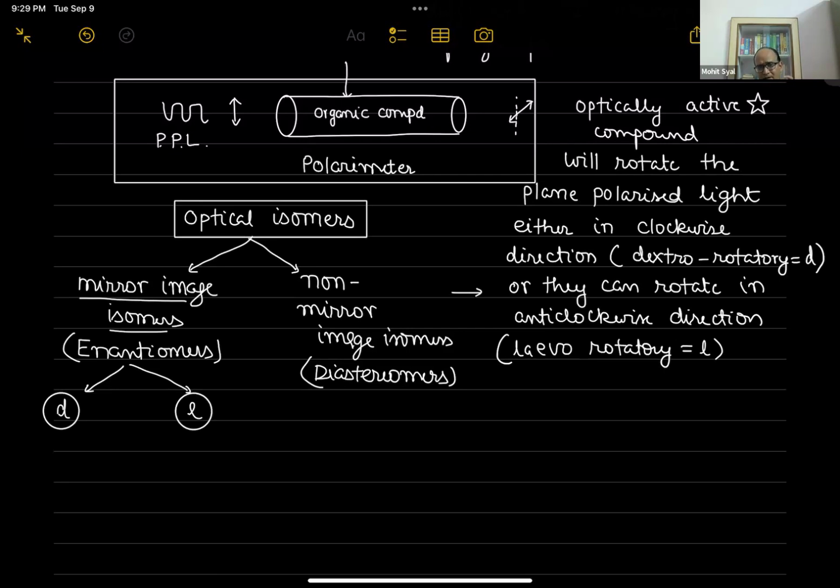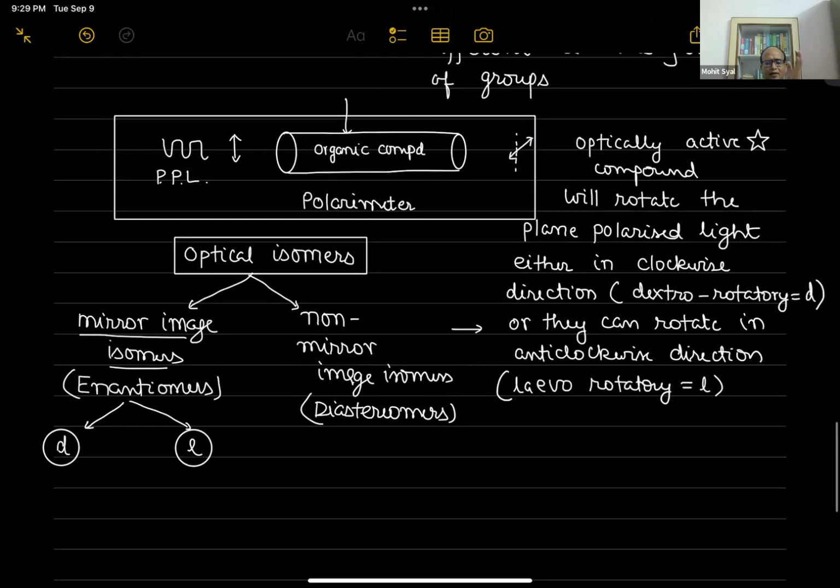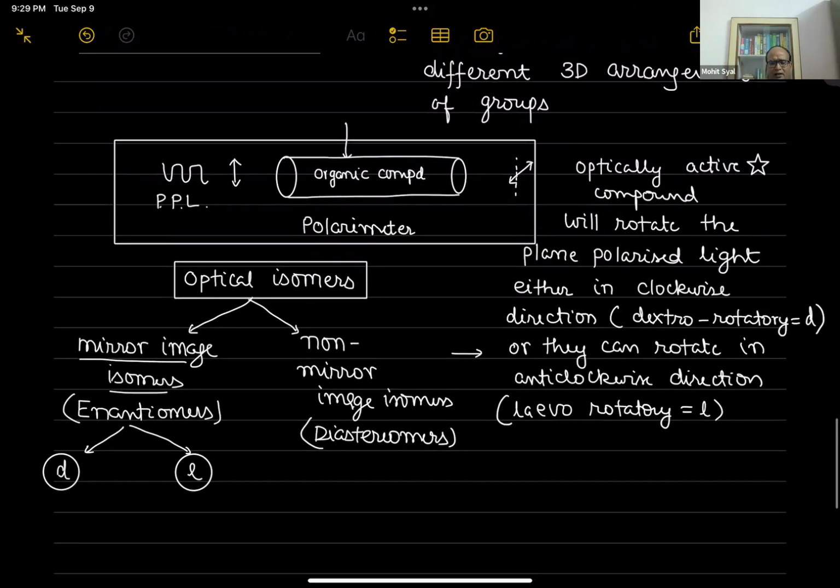Sometimes an optically active compound having just one formula can exhibit two types of optical rotation. One is dextro, another is levo. Why does that happen? It happens because that compound is present in two mirror image isomers. One will be dextro, another is going to be levo. Is it clear or not?